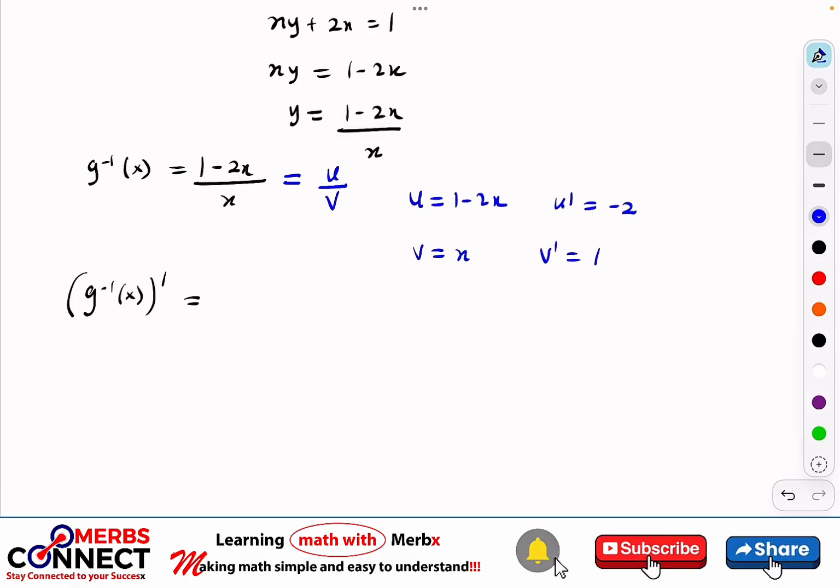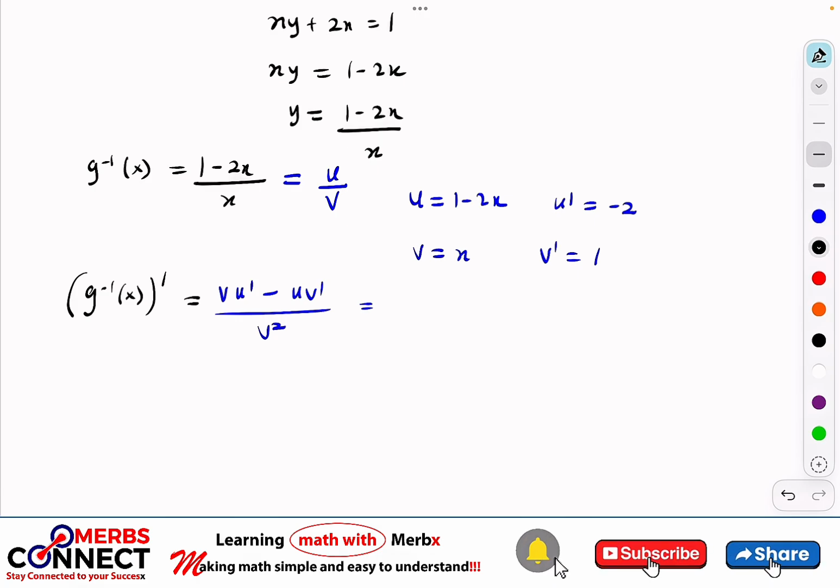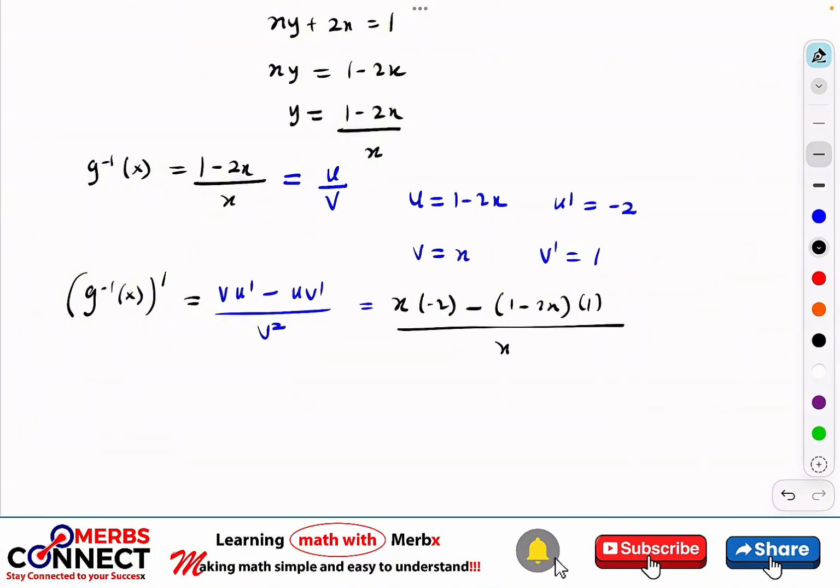Now this is the quotient rule. So what is the quotient rule? We said maintain v, differentiate u, minus maintain u and differentiate v, divided by v squared. So don't forget the formula. If you know this, we just do substitution from what we had here. V is x, u prime is minus 2, minus u is 1 minus 2x, v prime is 1, divided by v squared.